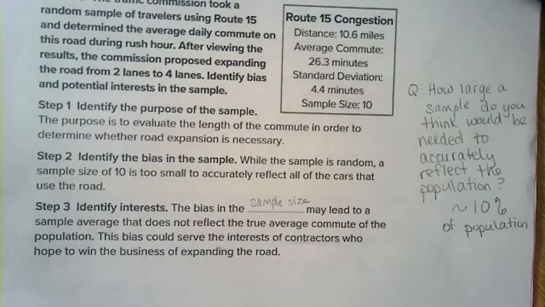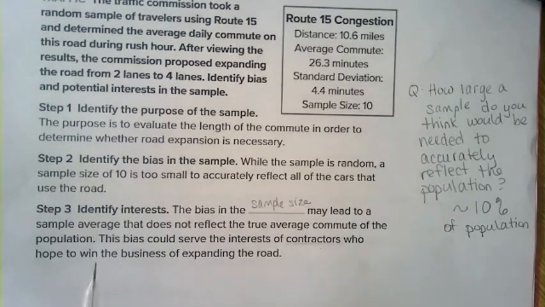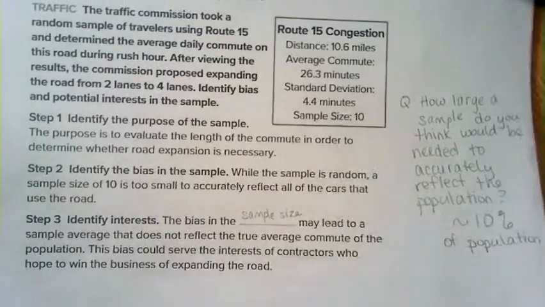So the bias in that sample size may lead to a sample average that does not reflect the true commute. Okay, so with that being said, this bias would serve the contractor's interests because they would win the business of expanding the road and get more money. Now, it would not be in favor of the people who have to build the roads, like taxpayers who have to pay for it. So, there's your misleading information that could occur from that.